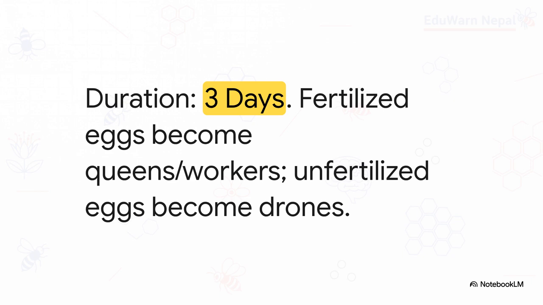Stage 1, the egg. First, state the duration, 3 days. Then, the most critical point, you have to explain the difference based on fertilization. Fertilized eggs become queens or workers, while unfertilized eggs become drones. That distinction is absolutely essential.